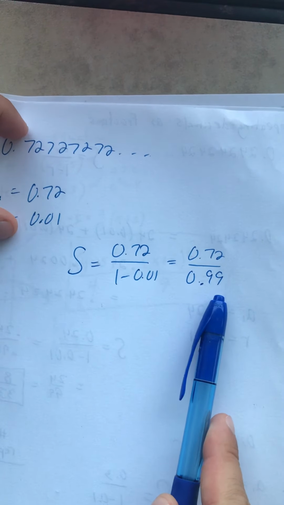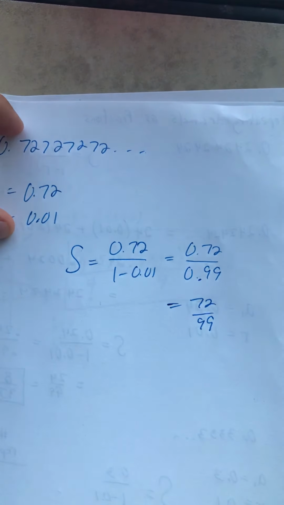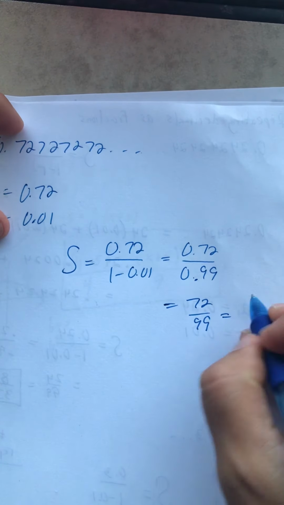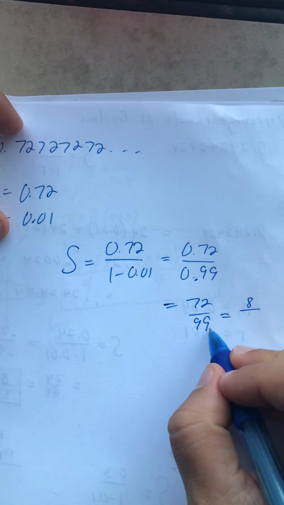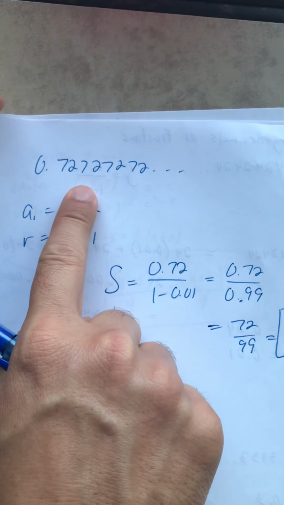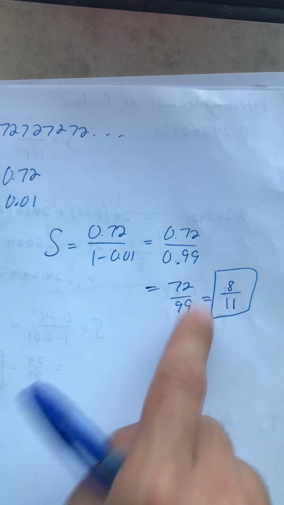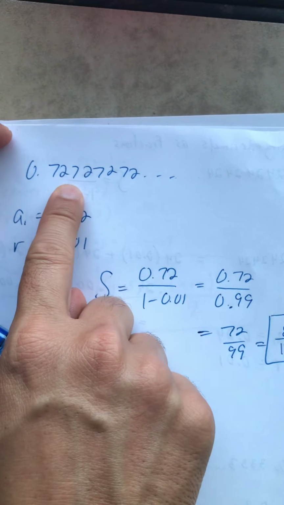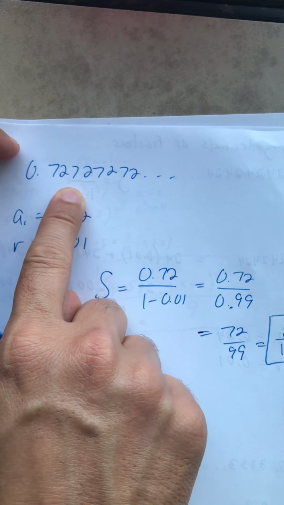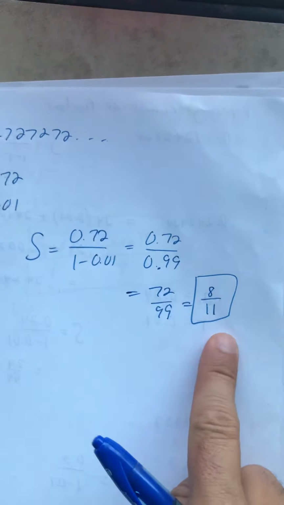0.72 over 0.99, move the decimals 2 spots over, that's 72 over 99. And I can divide by 9. Divide each of those by 9. 72 divided by 9 is 8. 99 divided by 9 is 11. 8 over 11. So this repeating decimal, 0.72 repeating itself, is the fraction 8 over 11. And I'm doing this because this number is a real-life example of an infinite geometric series. So I'm using the formula a1 over 1 minus r to turn the decimal into a fraction.